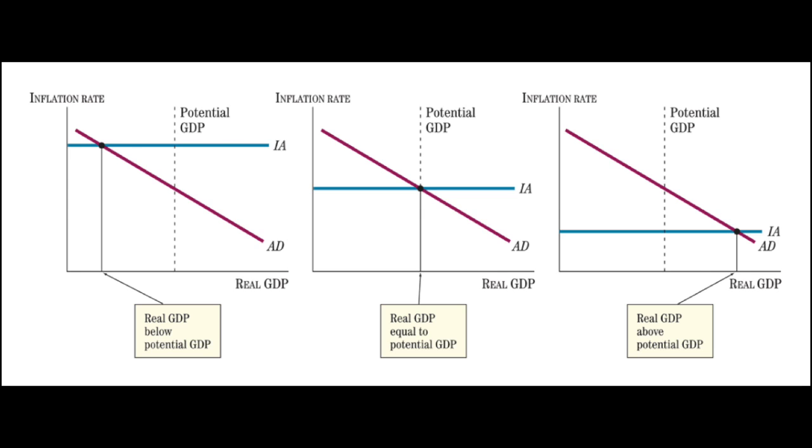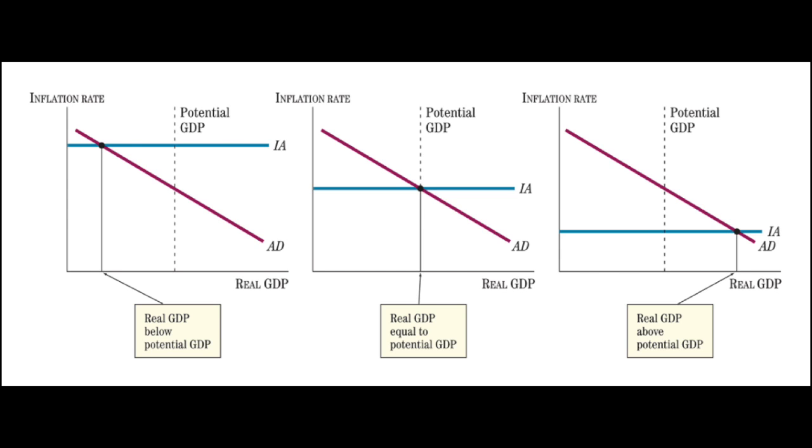With a given AD curve, a low IA line will result in a higher equilibrium level of GDP relative to potential and a lower inflation rate. This is illustrated by the graph on the right. With the given AD curve, a high IA line will result in a lower equilibrium level of GDP relative to potential and a higher inflation rate. This is illustrated by the graph on the left.